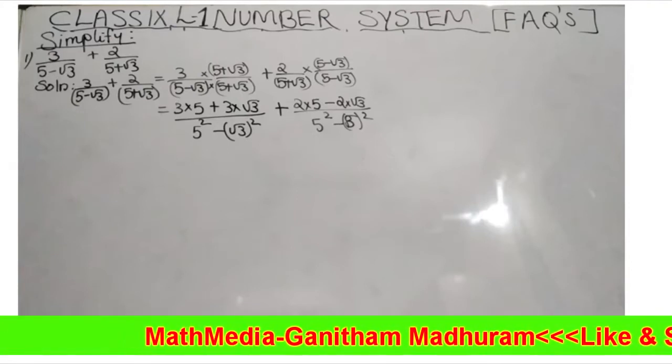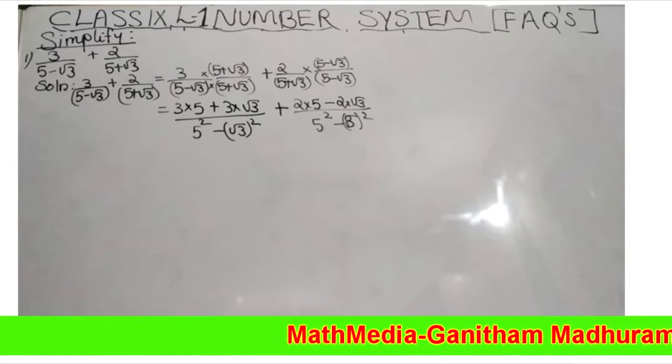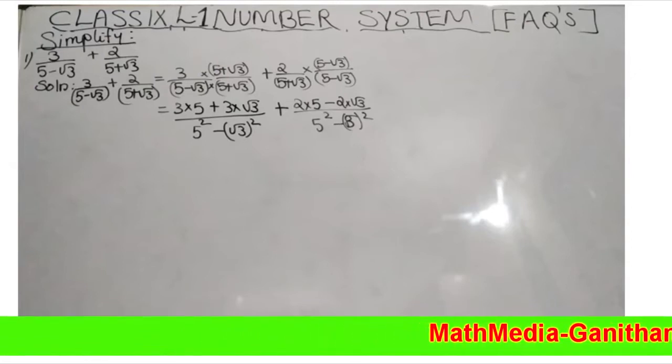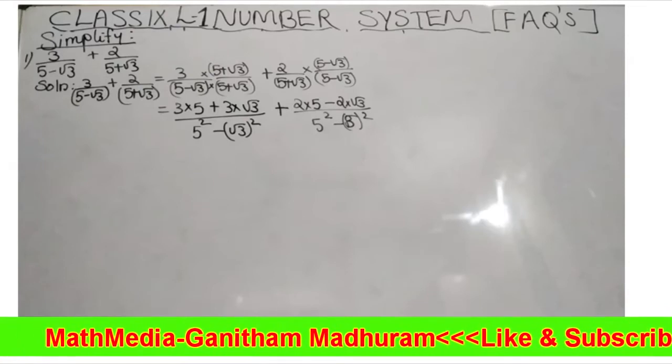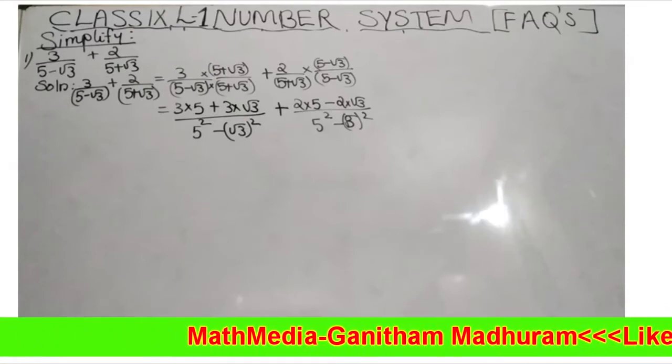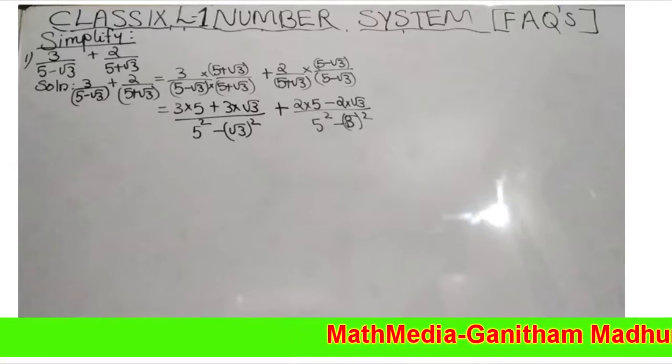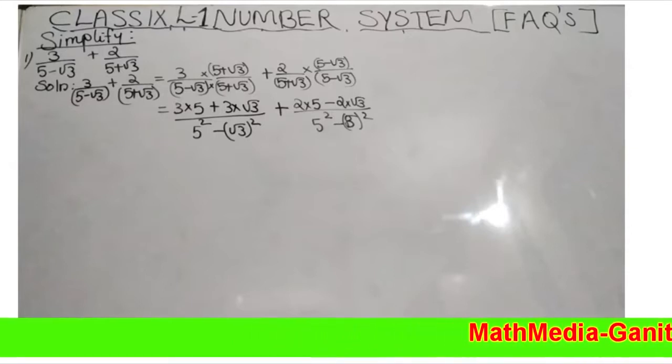Today I am going to discuss another frequently asked question of lesson number 1, Number System, of class 9. Our first question: simplify 3 upon 5 minus root 3 plus 2 upon 5 plus root 3.